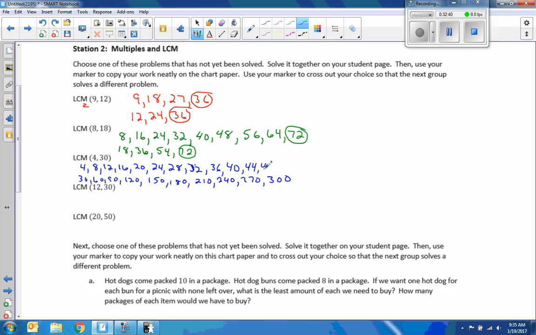44, 48, 52, 56, 60. Finally, we got 60. Okay? 12, 24, 36, 48, 60. Okay, I see 30 here. So once you get the hang of this, you start seeing them. 30, 60, 90, and so on. And there is our least common multiple.